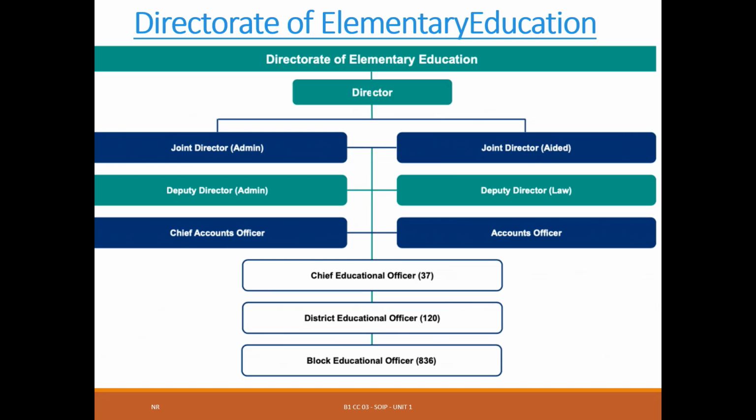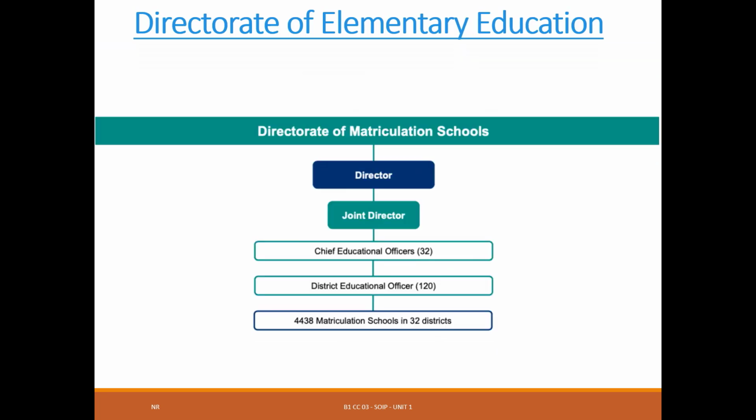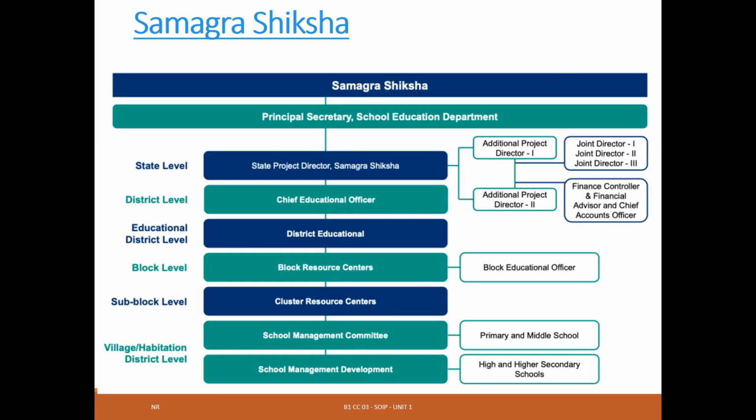Then the DEOs: in each and every district, with the area and the population of the school strength, we have classified it into blocks. Each and every block is controlled by the DEOs. After that we have block education officers, depending upon the strength of the students and the area of the district. We have so many block education officers. They are the authority for the middle school and primary school. Next we are going to see the elementary education directorate, that means joint directorate, CEOs, DEOs and matriculation schools.